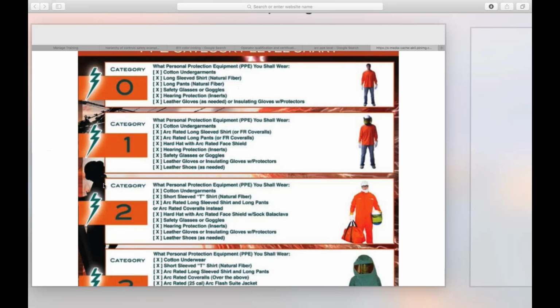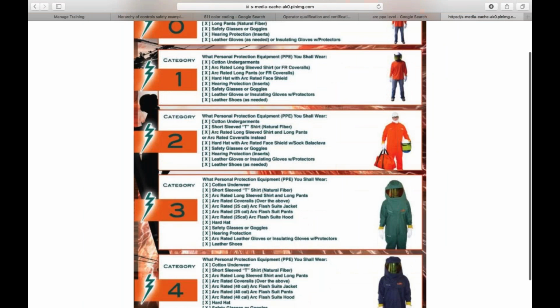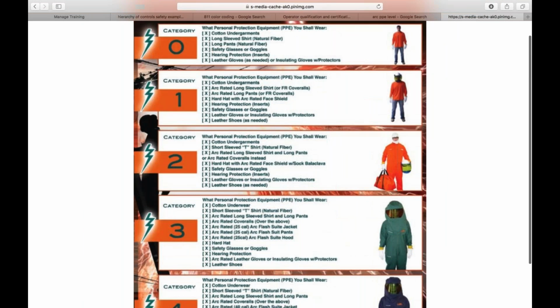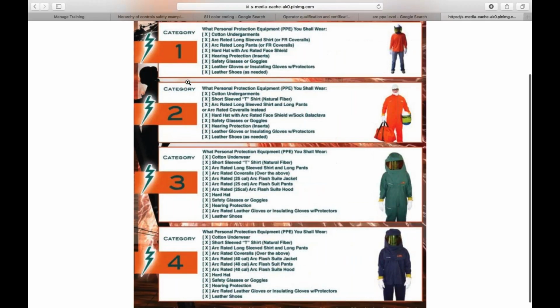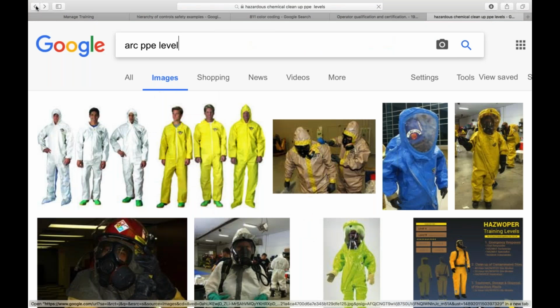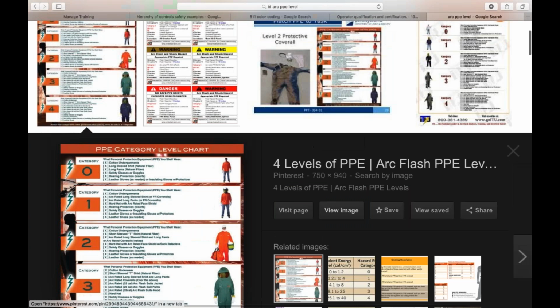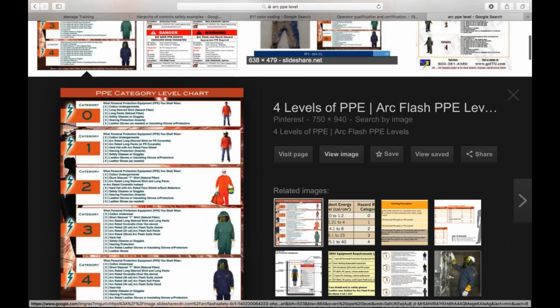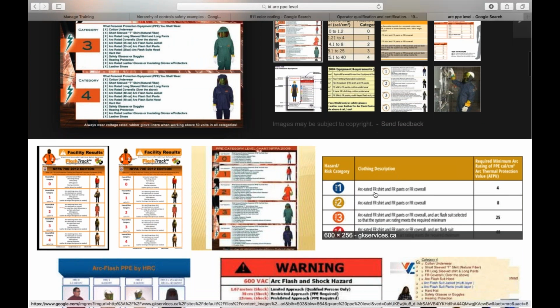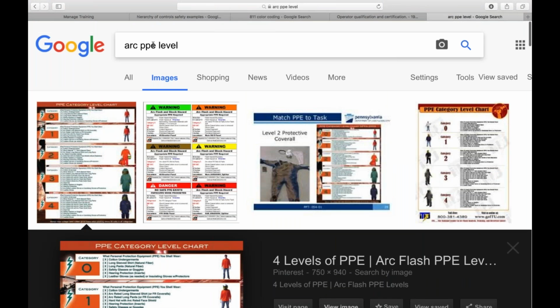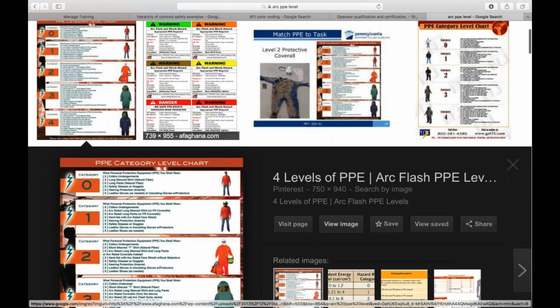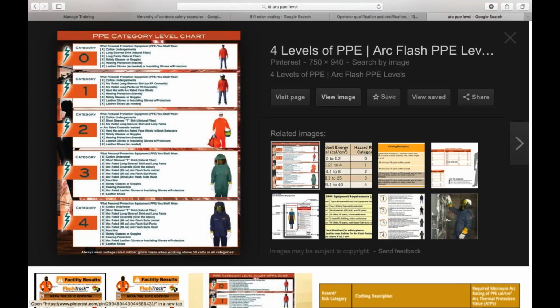And here you go for the level. And what happens in this one, in electrical, like I said, the 0 and 1 kind of combine together now. If you notice, the highest level is category 4, where it's a full arc flash suit, okay? So if you want to check out the PPE levels, I already talked about it in the electrical hazard session that we did a few weeks ago. So just go ahead and Google arc PPE level, and you'll come up with all that. Okay, great. So let's go ahead and keep on going.